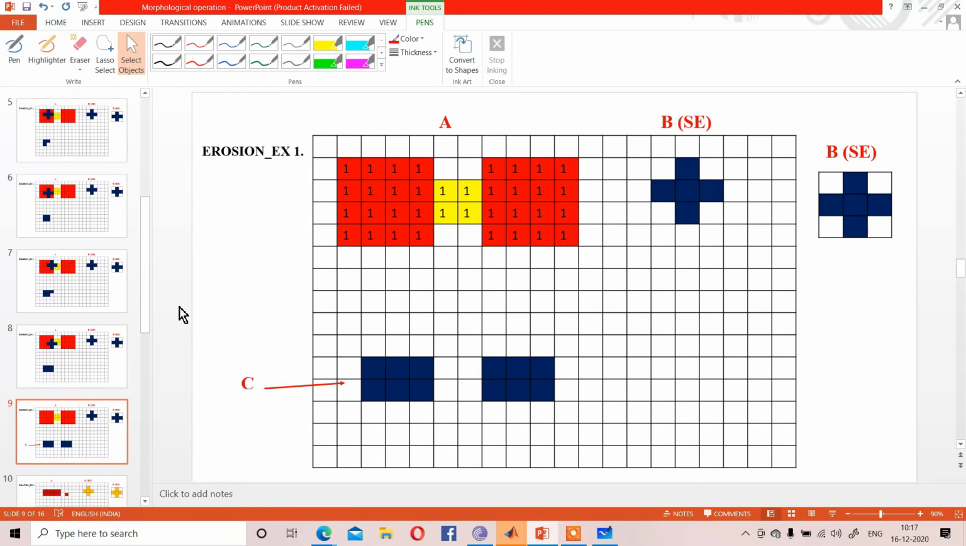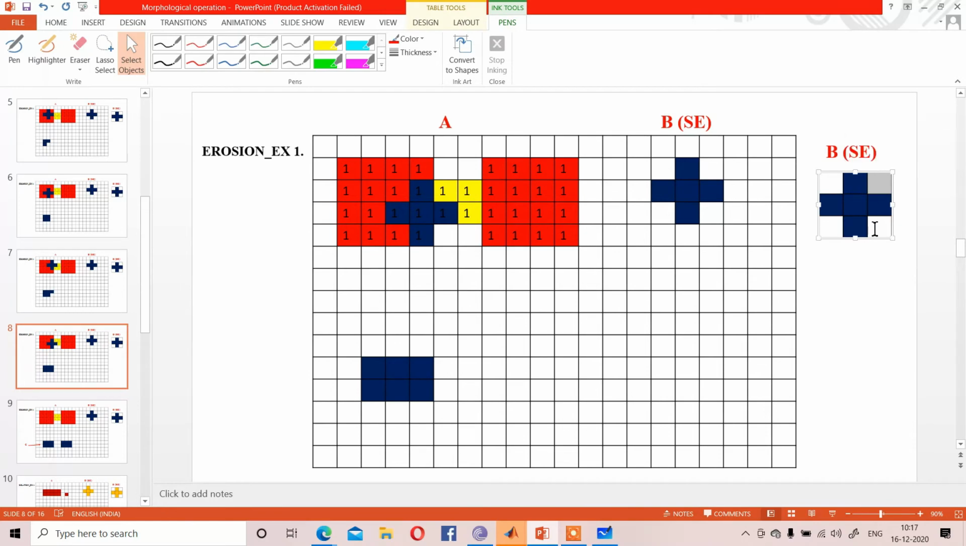After that, if you try to map any point written in yellow, the mapping does not happen. So any yellow portion will not be considered as the eroded value. Okay, so we will come to that portion. Again we will check all the positions. This is mapping, this is mapping, this is mapping. So these 6 values are mapping.